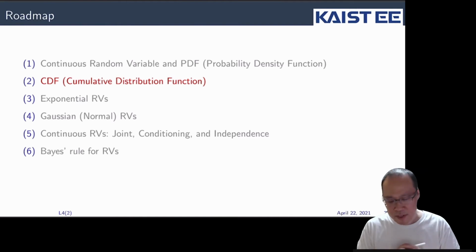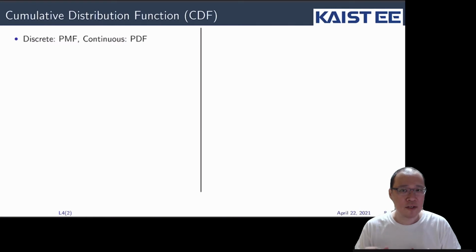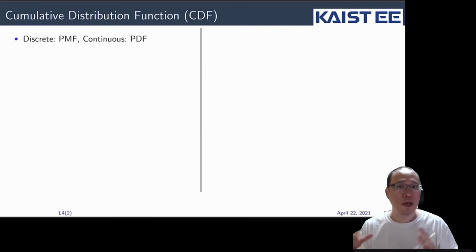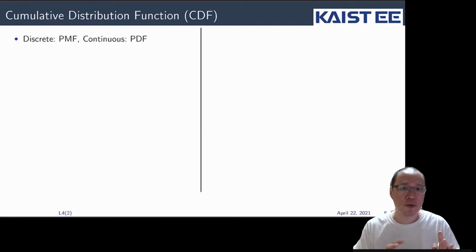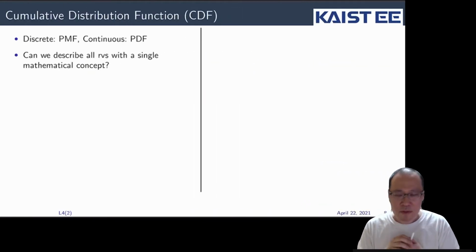Next, we're going to talk about the CDF, cumulative distribution function. As we have discussed, for the discrete random variable, we have a PMF. And for the continuous random variable, we have a PDF, okay? Which is very inconvenient because we need to talk about different things depending on whether the random variable is discrete or continuous. So the question is, can we describe all kinds of random variables, whether discrete or continuous, with just a single mathematical concept? If it's possible, then it will be very convenient.